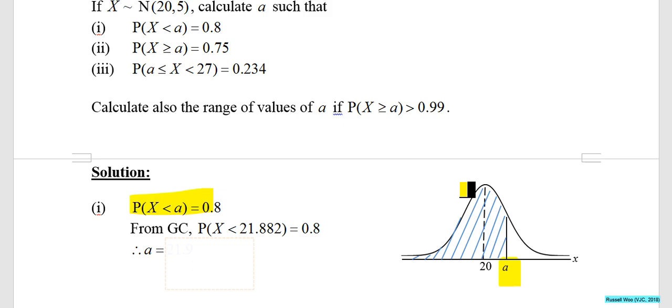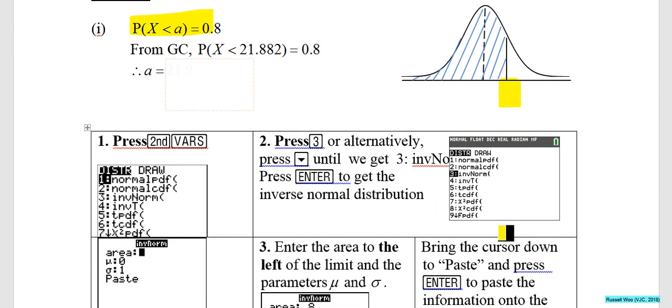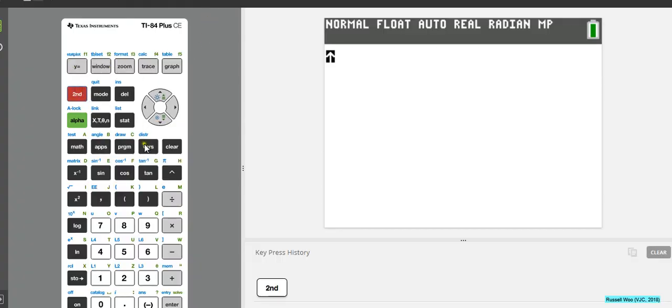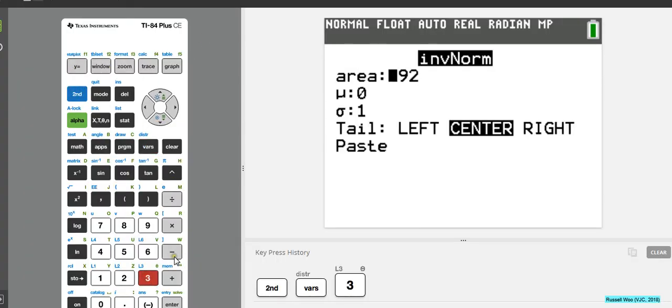Okay? Now, how do we obtain this value from GC? Now, instead of using normal CDF, you use inverse norm. The keystrokes are all in your notes. You use inverse norm. So let us do it together. Second, VRS, inverse norm. Now, some of us may see this thing, may not see this thing. Never mind, it's okay. I will explain to you. If you don't see this thing, just ignore what I say. If you see this thing, just put the tail as left. I will explain what is left later.